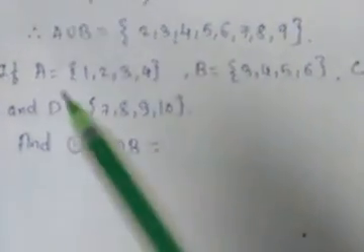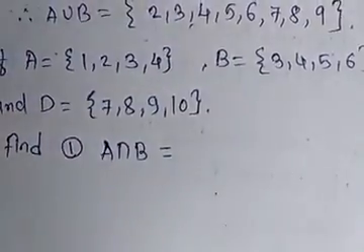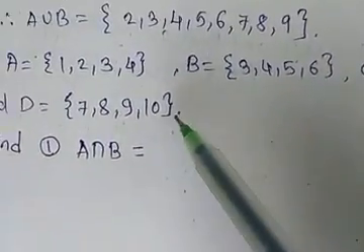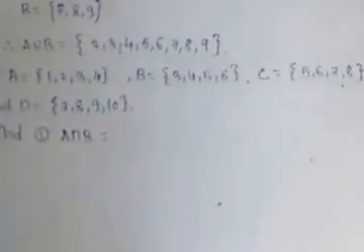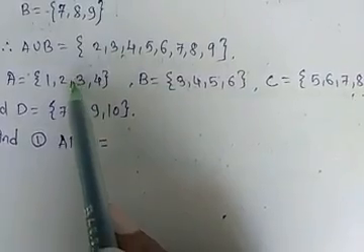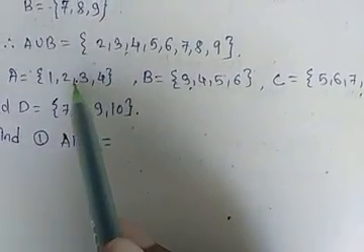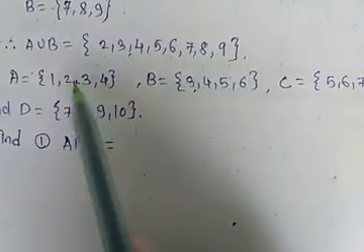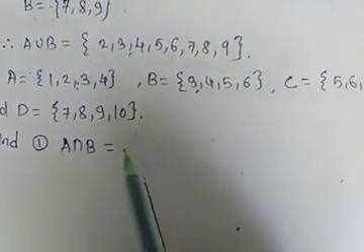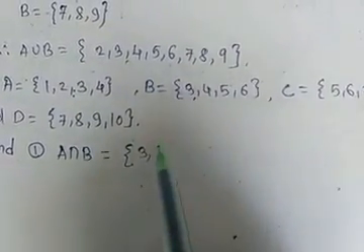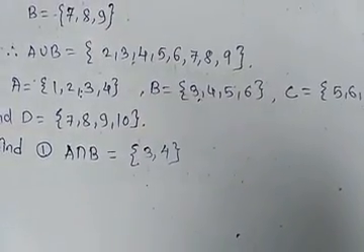Now consider the next example. If A is equal to {1, 2, 3, 4}, B is equal to {3, 4, 5, 6}, C is equal to {5, 6, 7, 8} and D is equal to {7, 8, 9, 10}. So first we have to find A intersection B, that is, common elements between set A and set B. If we observe sets A and B, 1 is present in A, absent in B, so it is not in A intersection B. 2 is present in A but absent in B, so it is also not present in A intersection B. 3 is present in both, so we can write 3, and 4 is also present in both, so A intersection B is {3, 4}.